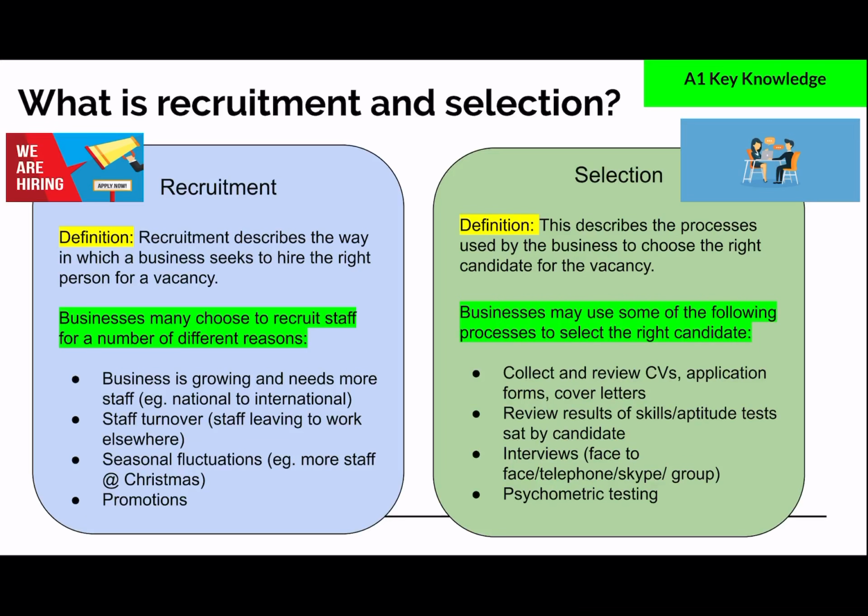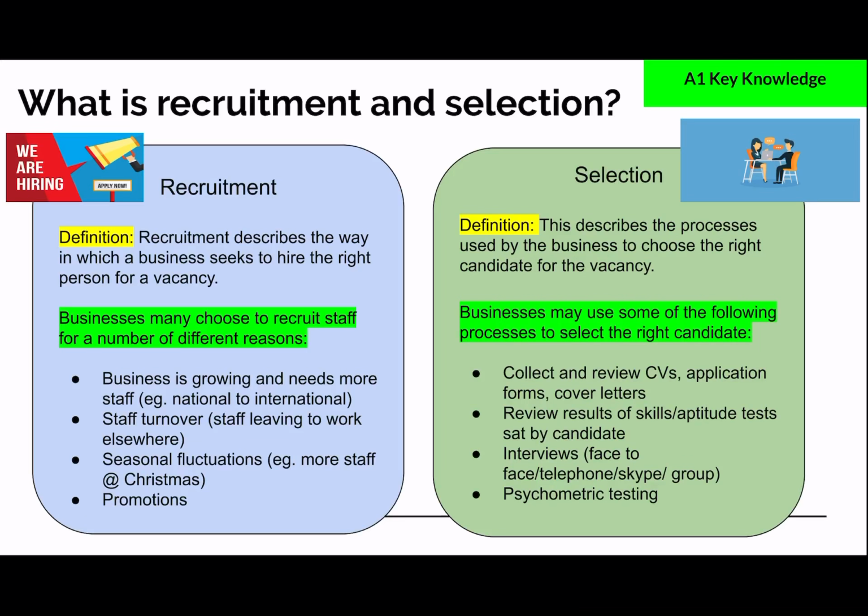Selection, on the other hand, describes how the business chooses the right candidate for the job role that they have a vacancy for. This can be that they ask the candidate to write a CV and a covering letter in application to that role. Their CV would cover everything that they have done in the past in terms of work experience. It would cover their specific skills, and it would give a very clear indication of who they are as an individual and why they would be suited to that job role.